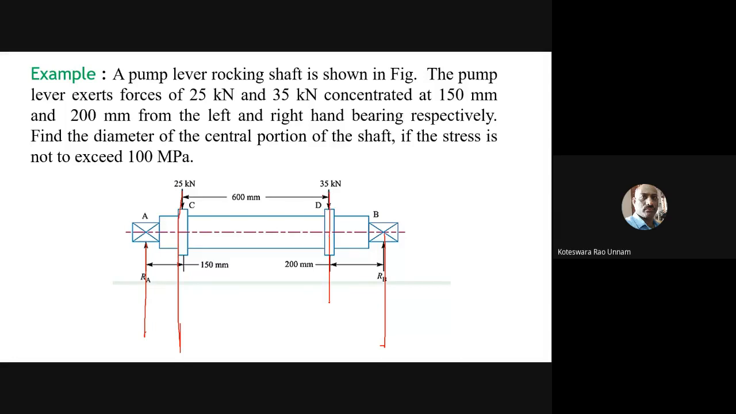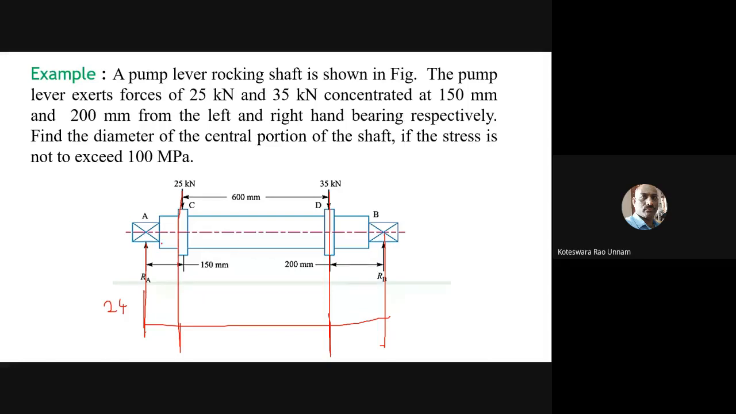This is the load line here. So now if I take this one as a reference, here it is acting upward, so I'll draw the upward direction. What is the magnitude, what is the RA we are getting? RA we are getting is around 24.